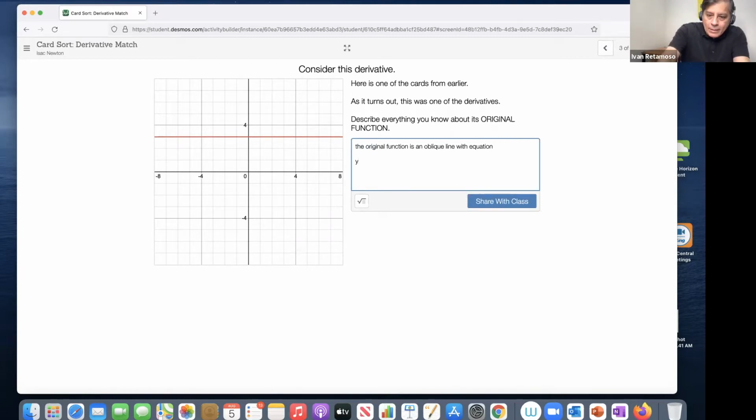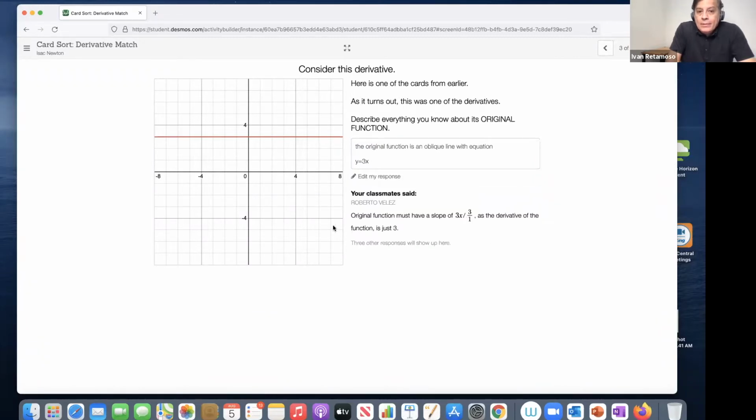y equals 3x, right? This function, when you take the derivative, will give you the constant function y equals 3, which is this, right? It's like backward thinking. Yeah, this is something I could say, but other things could be said too, right? So say it in your own words. And now, important, share.